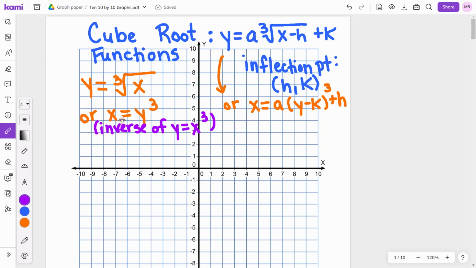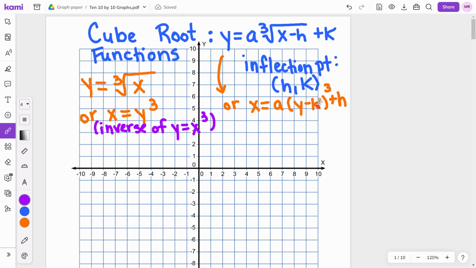or x is equal to y cubed. Again, you'll see that it's the inverse of y equal x cubed, where you switch your x and your y, your inputs and your outputs, in order to get an inverse. Now, we're going to be looking at it in this y equal form, but I did write the general equation of this in x equal form, a times y minus k cubed plus h.